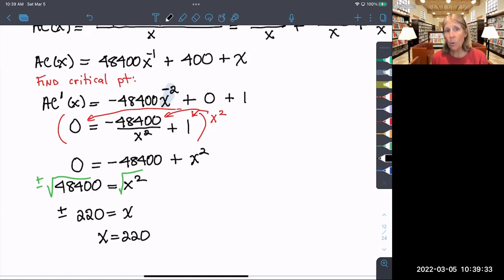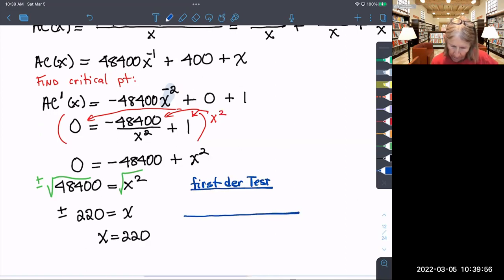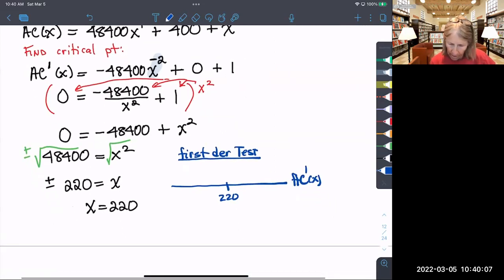Now, is this a minimum or a maximum? I need to prove. You can't assume. So, gosh, I think for this, I'll just do a first derivative test because I think the second derivative might be a little messy. And let's just make sure that our critical point is the point we want. So I'm going to put a little number line here. Let's label it the first derivative, AC prime. Let's put our 220 on it.